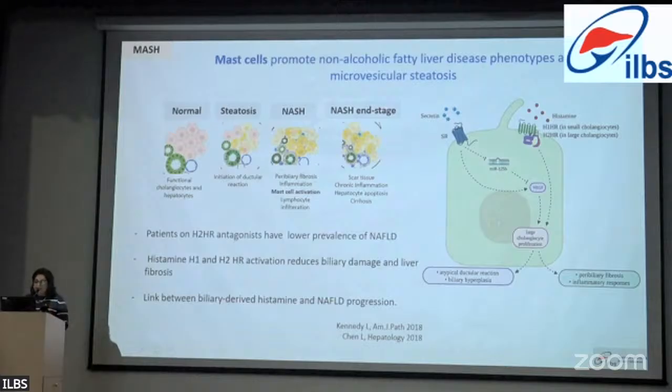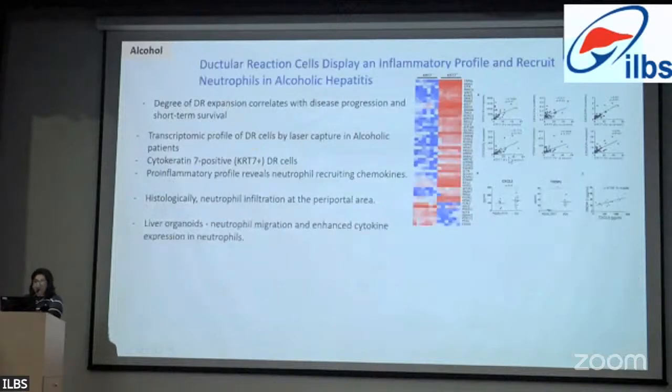And these receptors are present on the cholangiocytes, which via VEGF activate large cholangiocyte proliferation and lead to liver fibrosis and inflammatory response. So there is a huge link between biliary-derived histamine and NAFLD progression through the receptors present on the cholangiocytes. There is also another important study in alcoholics.